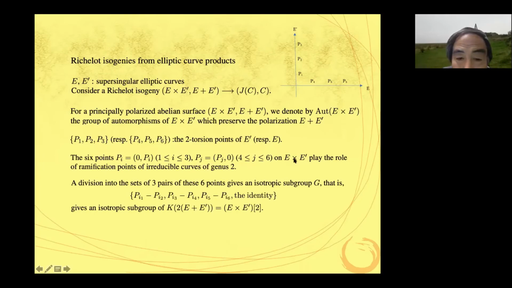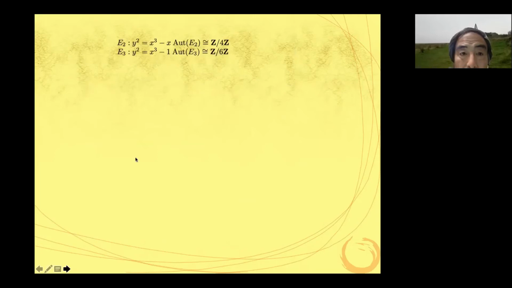And so, how do we make an isotropic subgroup G? Very similarly, we can see this one gives an isotropic subgroup of the 2-torsion points on this abelian surface. This is very parallel to the case of irreducible superspecial curves of genus 2. And also, this group acts on the 2-torsion points here.